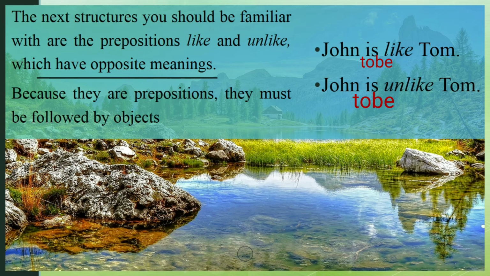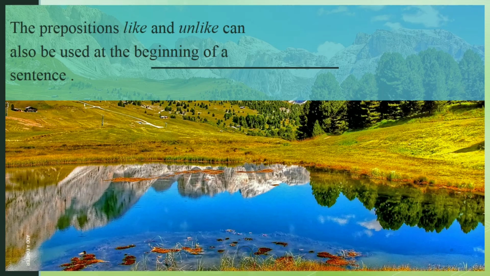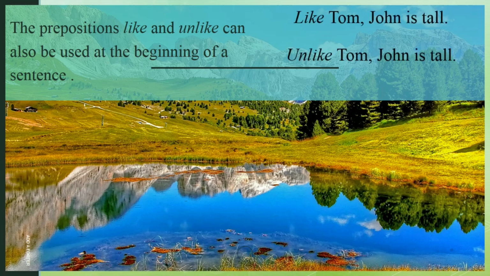Okay, sekali lagi, if we use like and unlike in the middle of the sentence, mereka harus ditulis setelah to be. Kemudian, the prepositions like and unlike can also be used at the beginning of a sentence. Jika kita menulis atau menggunakan like dan unlike di awal kalimat, maka like dan unlike harus ditulis seperti contoh ini. Like Tom, John is tall. Seperti Tom, John orangnya tinggi. Unlike Tom, John is tall. Tidak seperti Tom, John orangnya tinggi.